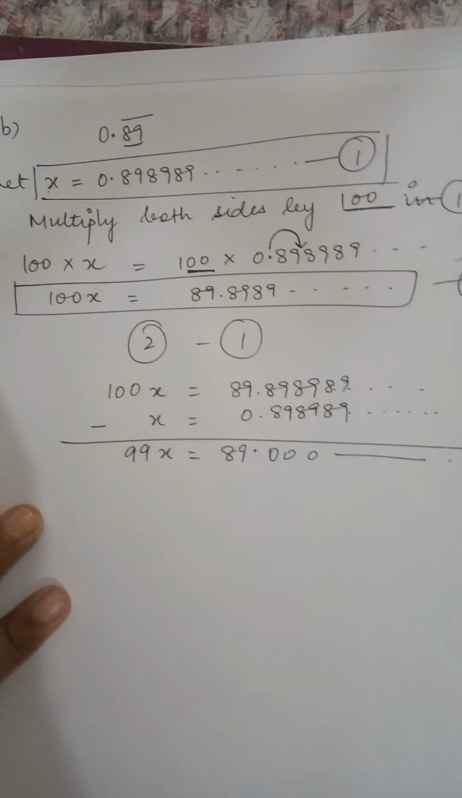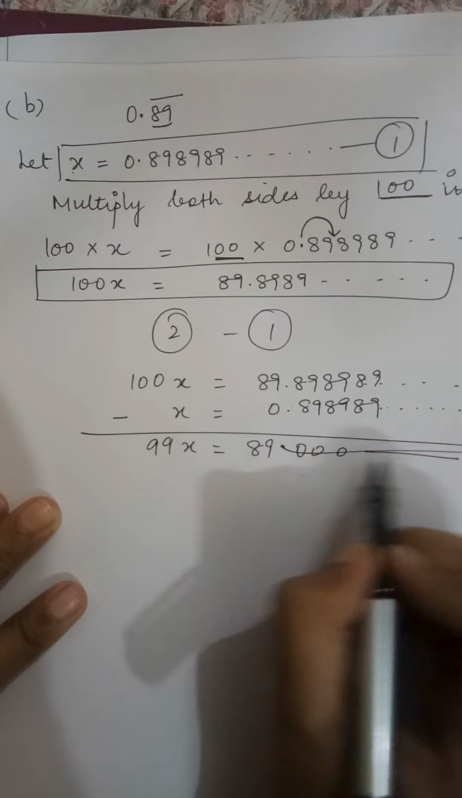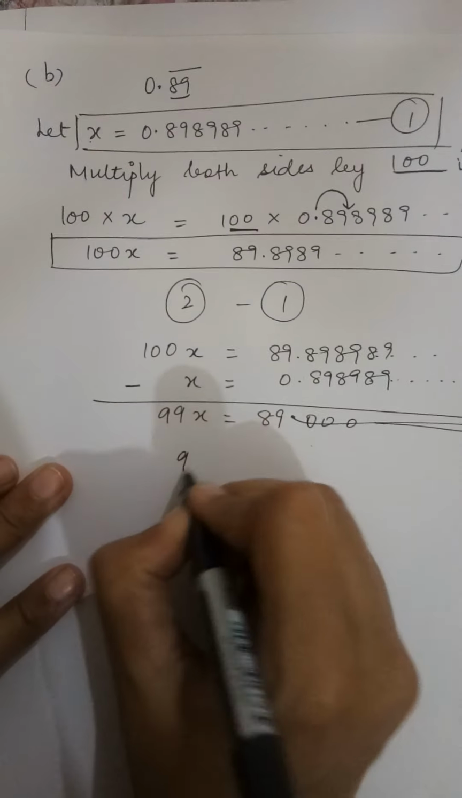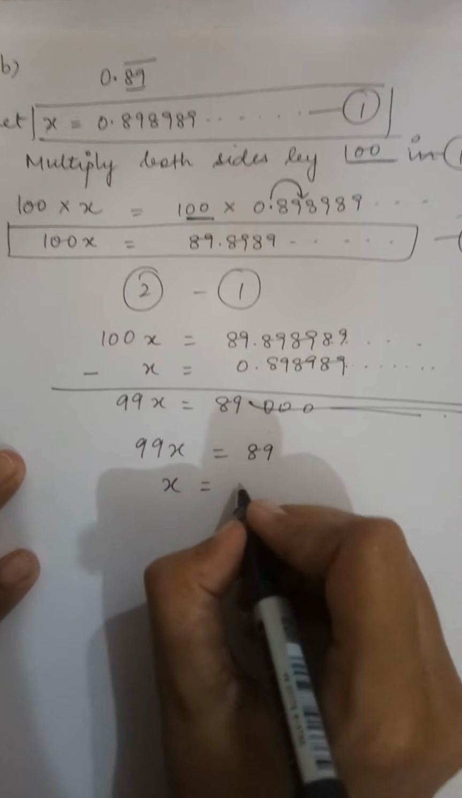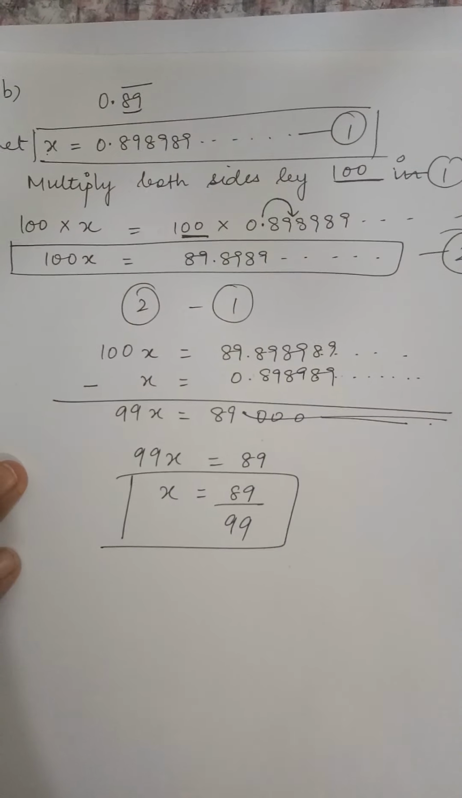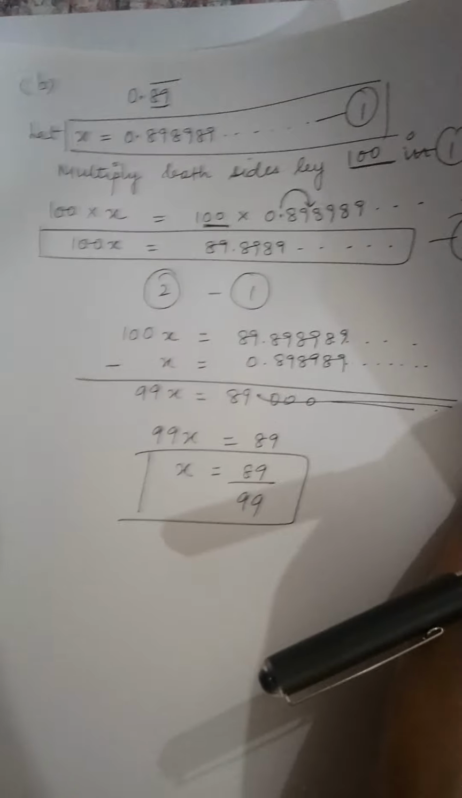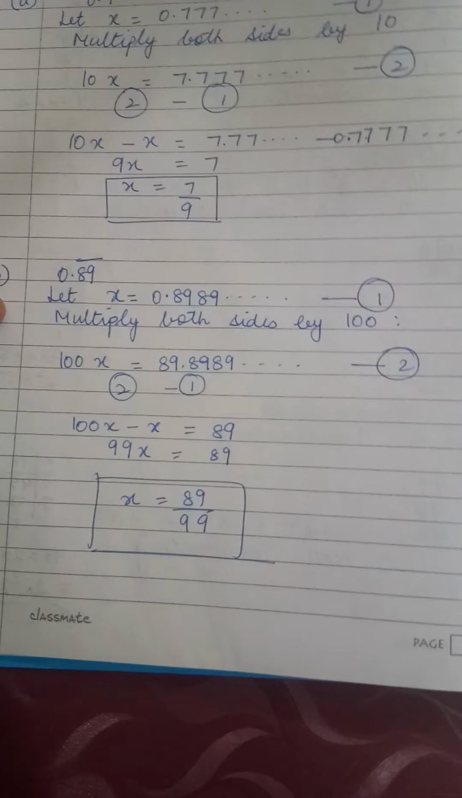99x equals to 89. Now you can see that we don't want this, because after decimal if we are having zeros it is of no use. So 99x is equals to 89. So I want only x, so x is equals to 89 upon 99, and this is your answer. Okay, so this was your B part. You can see here how we have done it. Okay, so this is your B part.